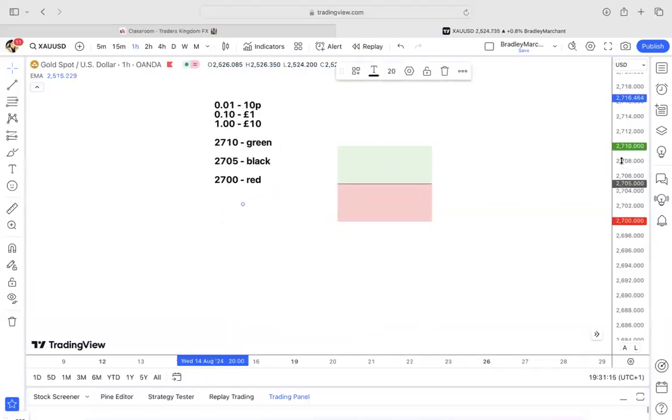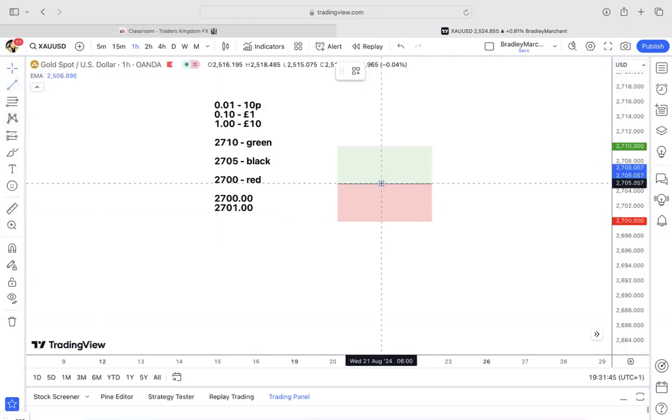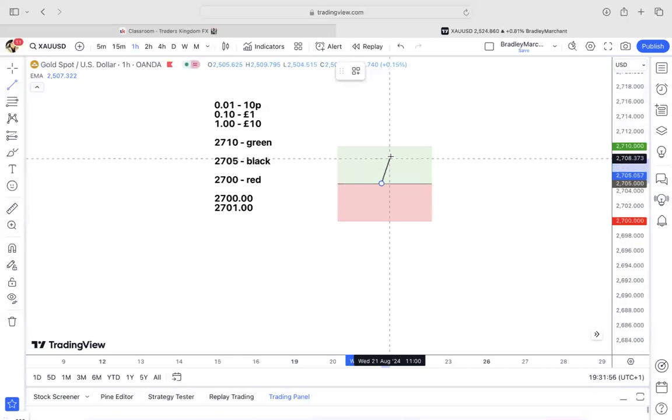For those of you who don't understand what a pip is on gold, because we trade gold the most, you see 2700.00, sorry. If that went from 2700.00 to 2701.00, that's 10 pips. So it might only look like 1 decimal point, but if it goes from 0 to 1, that is 10 pips. So if price moves up from 0.5 to 0.6, that's 10 pips. If it went to 0.7, that's 20 pips. If it went to 0.8, that's 30 pips, 40 pips, 50 pips.